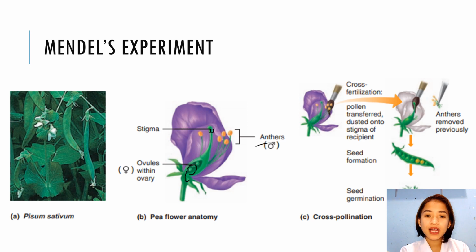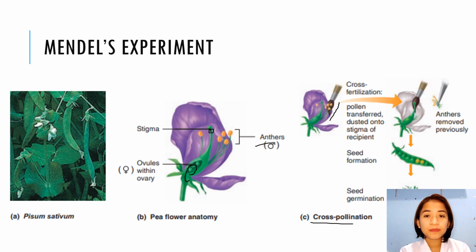To prevent self-fertilization, Mendel used cross-pollination. Breeders remove the anthers from the female parents before the plant produces mature pollen. Pollen is then transferred with the use of a paintbrush from the anthers of the male parent to the stigma of the female parent. Each fertilized ovule becomes an individual pea that can grow into a new pea plant.